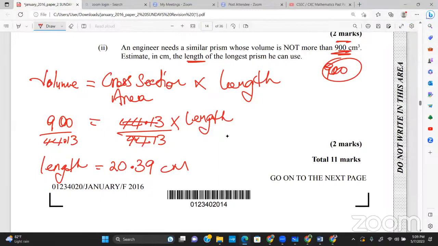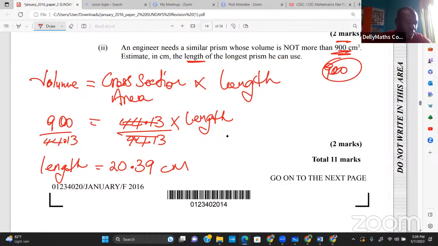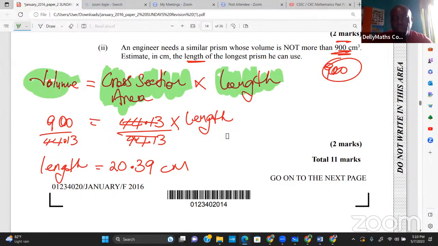So 44.13 times 20.39 should show you back something like 899.8, so 900. Exactly. So they built the question to test your understanding. They didn't ask you for volume, but they're giving you the volume and want you to find the length. But remember, the formula is wrapped up around cross-section area times the length, and it could be height, and that gives volume. So all I have to do is substitute, and then from there, I'll take myself out.